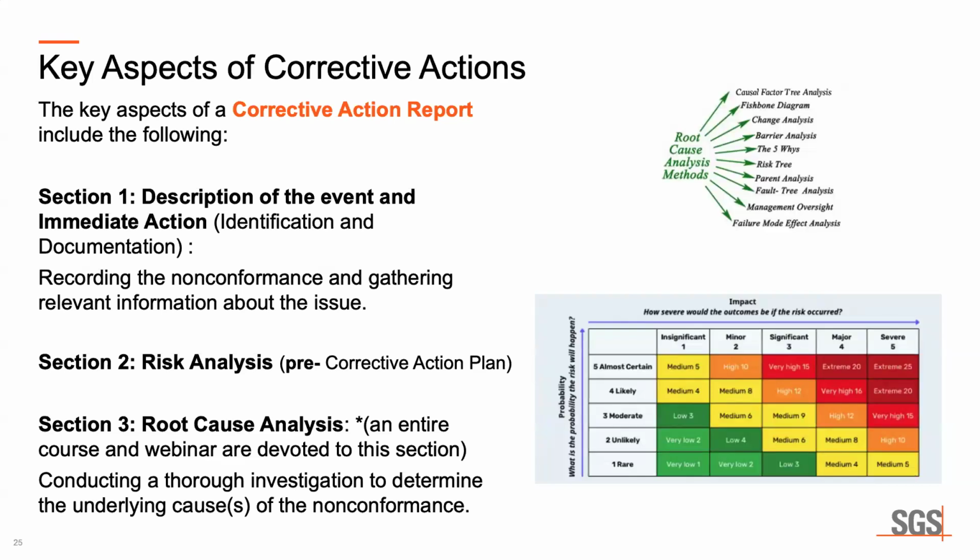So section 1 in a form for corrective actions, you want to describe the event and what are the immediate actions that you're taking to contain the nonconformance. Your second section might involve a risk analysis.